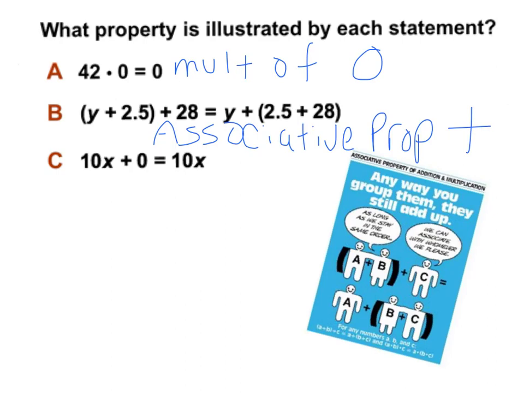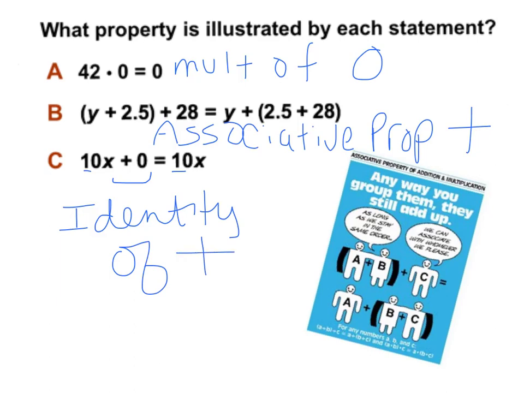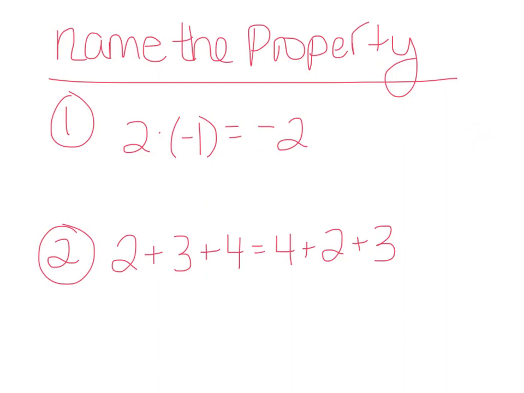All right, in letter C, we're adding 0. Okay, so we know it's a property of addition. And what happens when we add 0? Well, it stays the same. So 10x stays the same when we add 0. So this is identity property of addition. Okay, let's look at a few. All right, so we're multiplying 2 times -1 to equal -2. Well, remember what happens when we multiply by a negative? We get negative that number. So this is your multiplication property of -1.